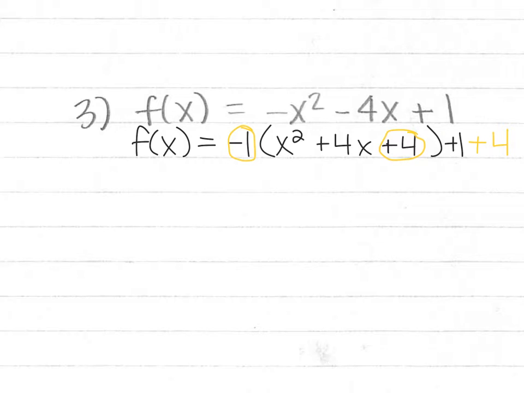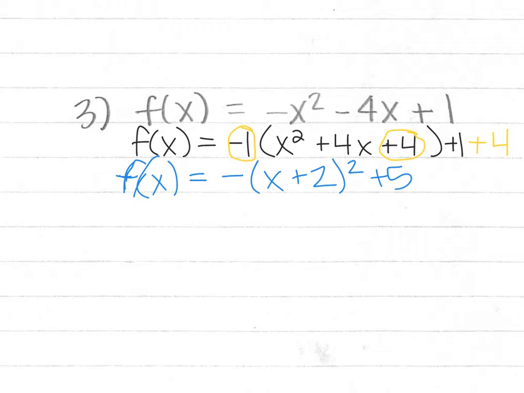And then we can factor as we have in the previous examples. Okay, so this is going to be negative x plus 2 squared plus 5. And again, we can use this to determine our vertex and any other points that we need to determine.